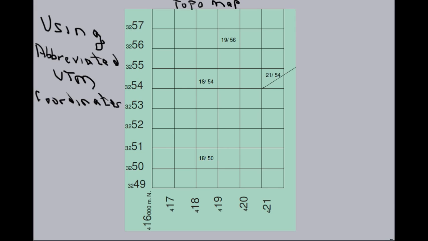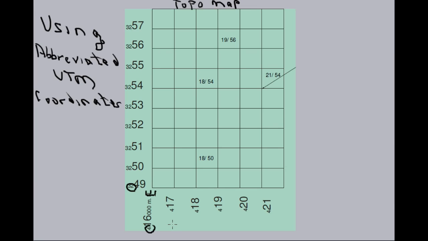Let's look now at how to use abbreviated forms of UTM coordinates. Here is a topo map that has the UTM grid on it, and if we come down here we can see the southwest corner of this map. The easting is 416,000 meters east, and the northing is 3,249,000 meters north. So if we look at this number here in the easting, the 4, and this number here in the northing, the 32, those numbers represent the 100,000 meter square. So when you're in the area 4 by 32, you're operating within a 100,000 meter square, which is a pretty big square, 100 kilometers on each side.